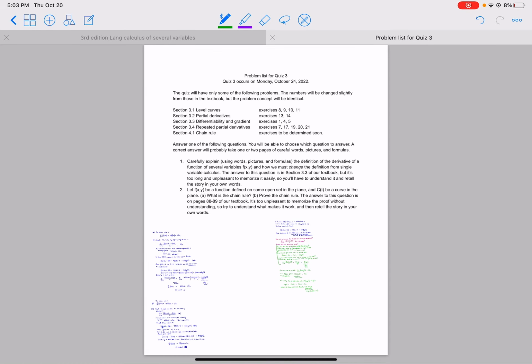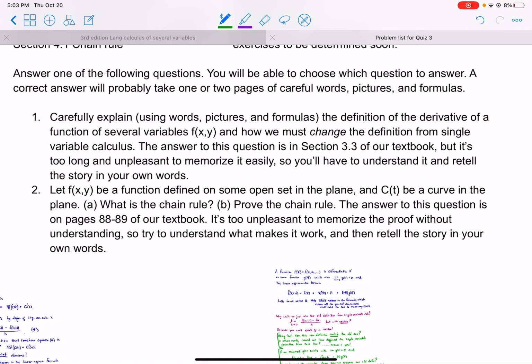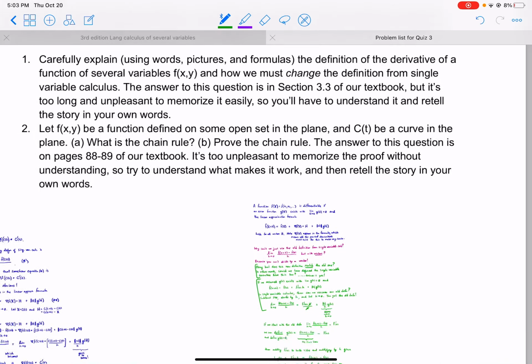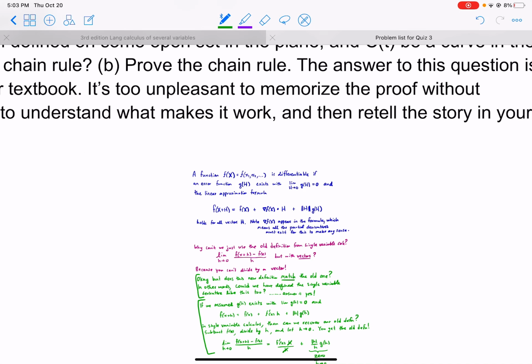Okay, hi everybody. So let's do number 1. Carefully explain, using words, pictures, and formulas, the definition of the derivative of a function of several variables, f of x, y, and how we must change the definition from single variable calculus. Okay, so here's my answer, although I'm noticing now there are no pictures. There are words and formulas, so I'll try to think about how to add a picture, but let's begin.